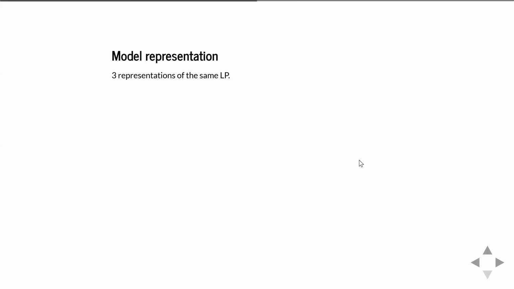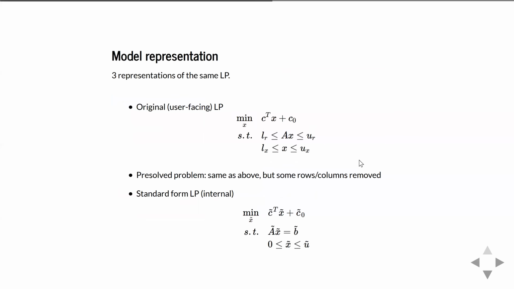So how do we do it in practice? The first part is that there are several representations of the same problem. There's an LP that is the one that users interact with, which is stored in a very generic form. So you have linear constraints with upper and lower bounds, continuous variables with upper and lower bounds. All the upper and lower bounds can be finite or infinite, and then you have an objective and an objective constant.